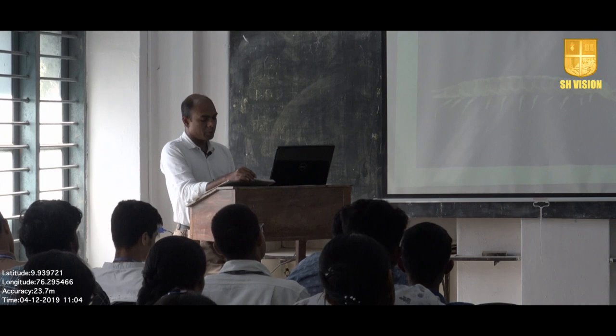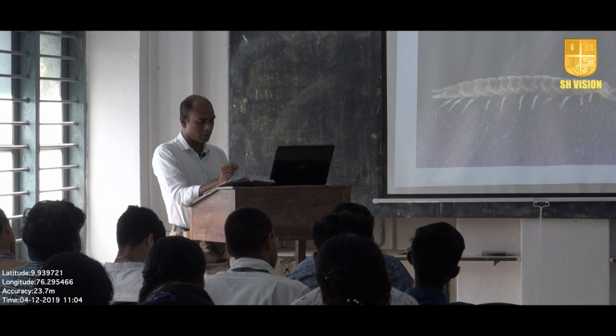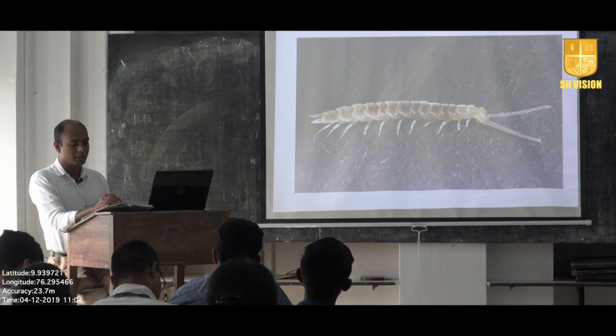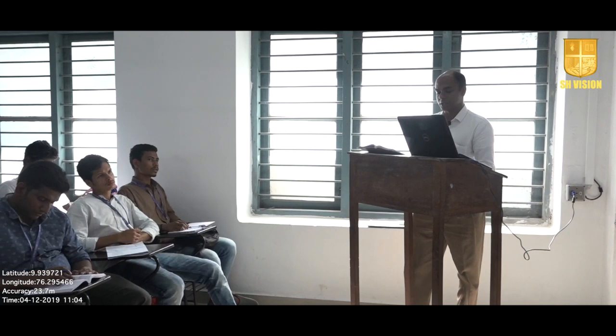Scutigerella belongs to the class Symphyla of subphylum Myriapoda. Scutigerella is a small animal, with a maximum length of about 1 centimeter. Usually they have a size of 5 to 8 millimeter. They have a soft and translucent body. They move very rapidly in fissures and small cavities in the soil.